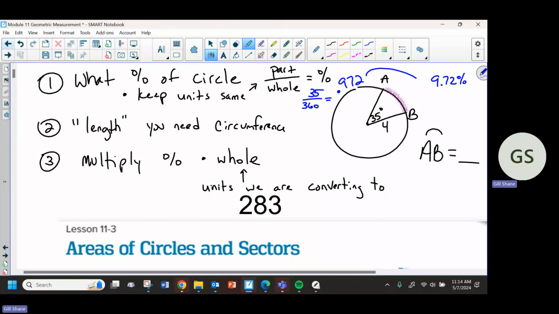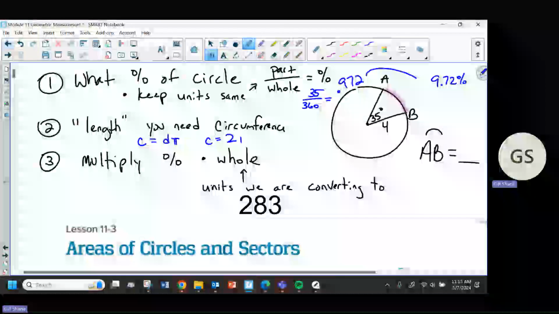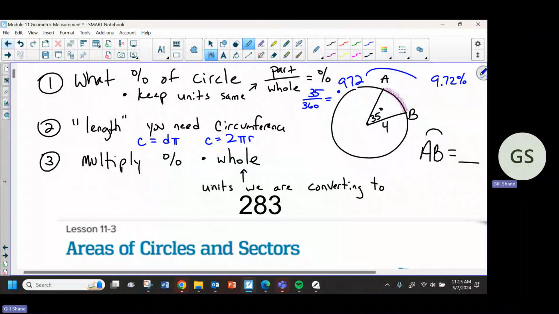Step two is pretty straightforward. We need the circumference. You want to know the length. So you'll get the formula for circumference. It's either the diameter times pi, or in this case, what do we have? They gave us the radius, so I'm going to use the one with the radius in it, 2 times pi times r. So if I use this one with radius, 2 times the radius is 8. And then what is 8 times pi?